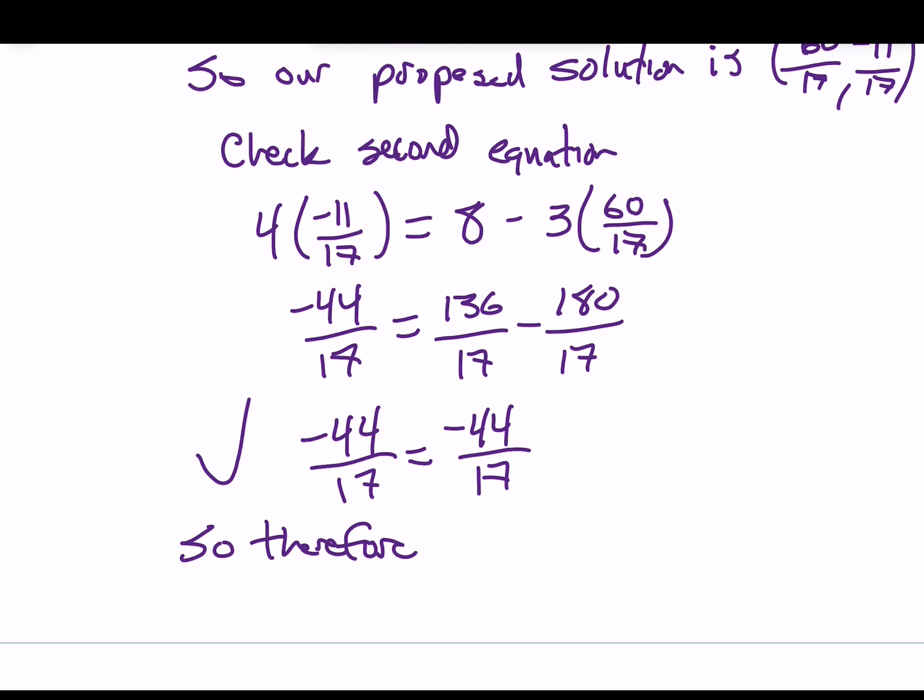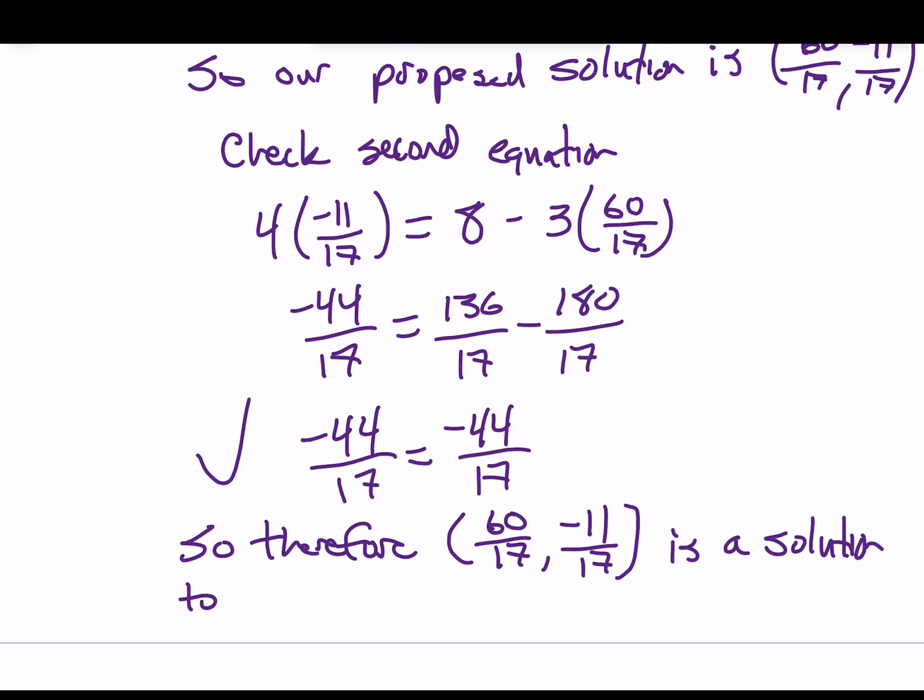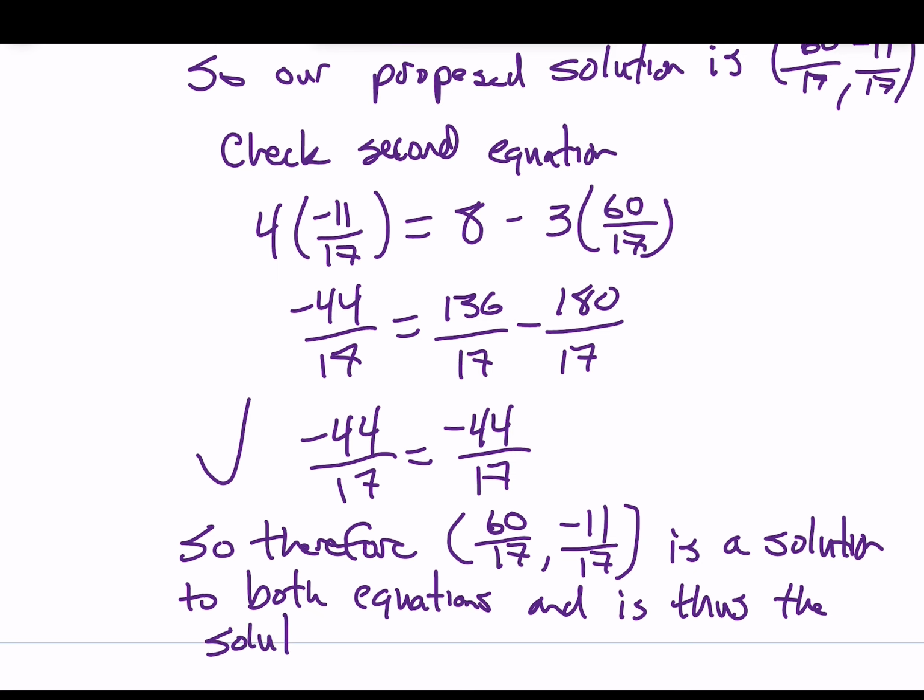So therefore, since this point, 60 over 17, negative 11 over 17, works for both equations, it's therefore a solution to both equations and is thus the solution to the system.